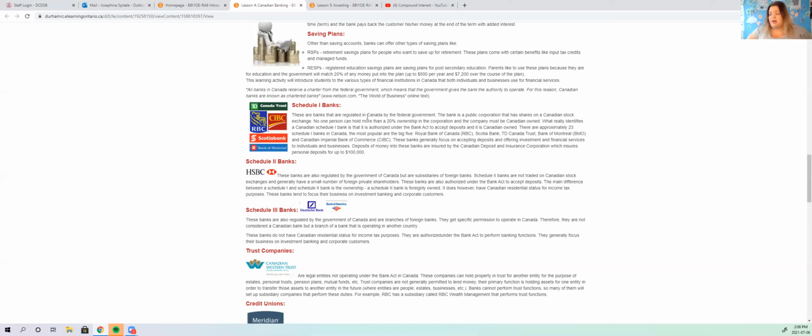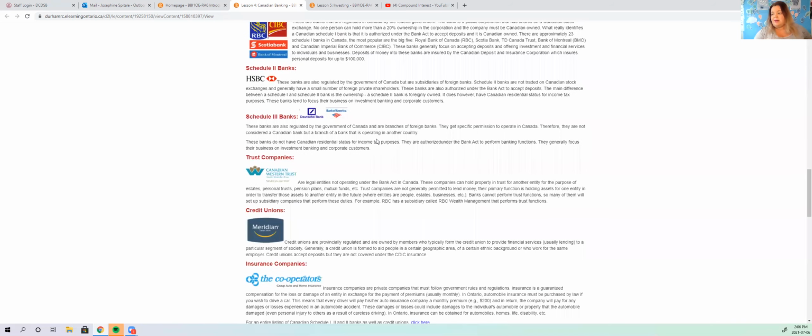Okay. Schedule 2 banks. These banks are also regulated by the government in Canada, but are subsidiaries of foreign banks. Schedule 2 banks are not traded on Canadian stock exchanges and have a small number of foreign private shareholders. These banks are also authorized under the Bank Act to accept deposits. The main difference between a Schedule 1 and Schedule 2 bank is the ownership. A Schedule 2 bank is foreignly owned, so it's not owned within Canada. It's owned outside of Canada, and that's what makes it a Schedule 2 bank. Schedule 1 banks, those big players that I mentioned, and the smaller ones, are Canadian owned.